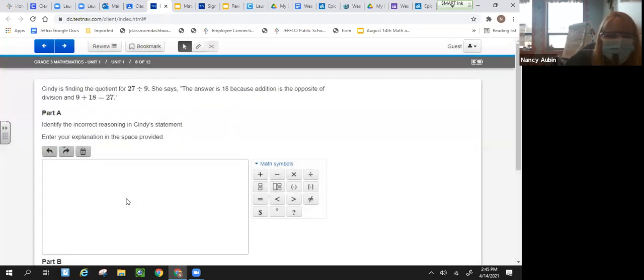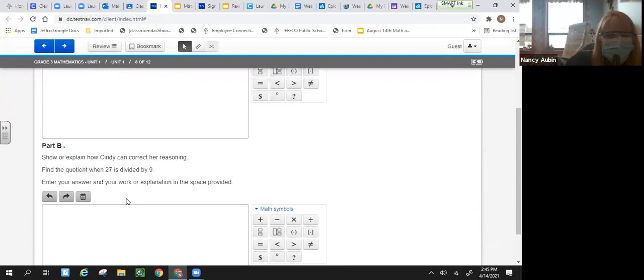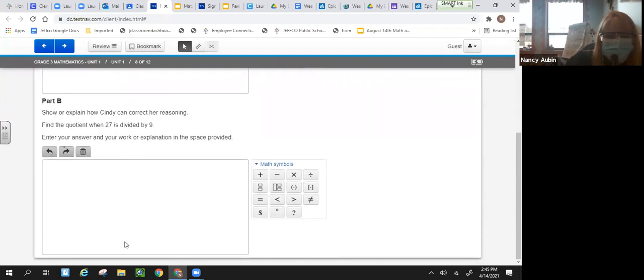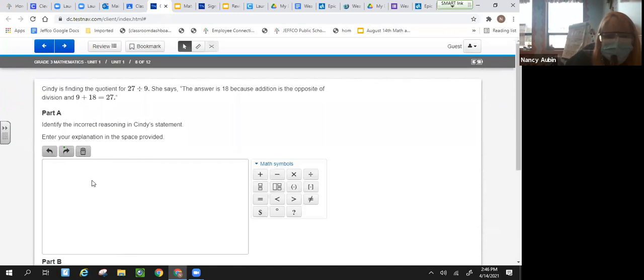All right, this one has two answers. So you'll do what I did. And this one's a puzzled penguin. Let's look at this a little bit. Cindy is finding the quotient, and hopefully you remember that's the answer to a division problem. If you see a word like that, don't panic. Just see if you can figure it out. Finding the quotient for 27 divided by 9. She says the answer is 18 because addition is the opposite of division, and 9 plus 8 equals 27.